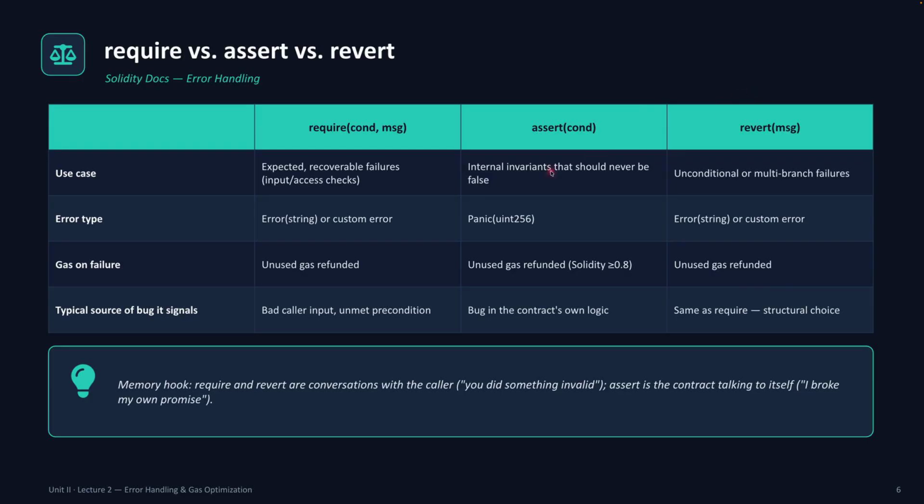What is the memory hook that one must remember? Require and revert are conversations with the caller. That is, you did something invalid. Whereas assert is the contract talking to itself. That is, I broke my own promise. This is the mental hook or memory hook one must remember when it comes to require and revert as compared to assert.